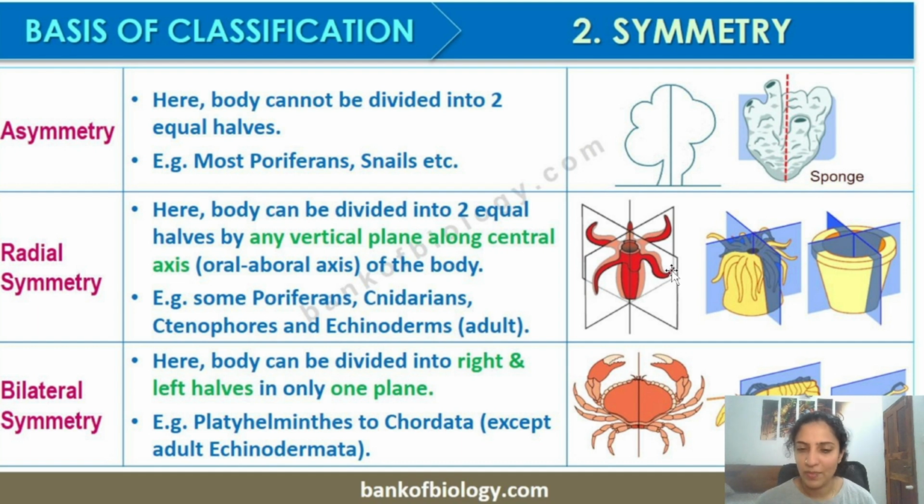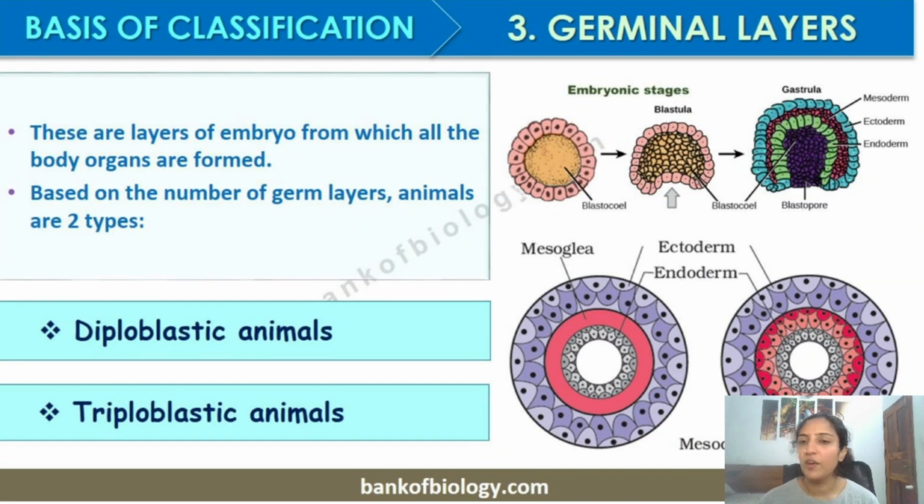And next one is bilateral symmetry, which I've told you. In bilateral symmetry, you can see the entire body is divided into two equal halves. That is what you call bilateral symmetry, which includes us, that is phylum Chordata, and Platyhelminthes. So from Platyhelminthes onwards up to the Chordata phylum, you can divide the entire organism into two equal halves. Okay, and now moving on to the third basis we classify.